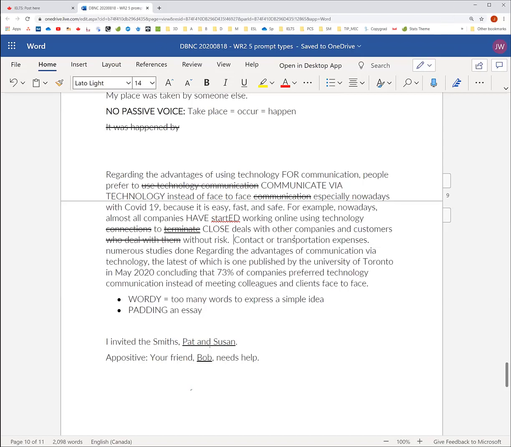Contact or transfer. Okay, this is a fragment. This is not even close to being a sentence. Contact or transportation expenses. Numerous studies done regarding the advantages of communication via technology, the latest of which is one published by the University of Toronto in May 2020. Okay, I'm just going to put a capital letter in here.